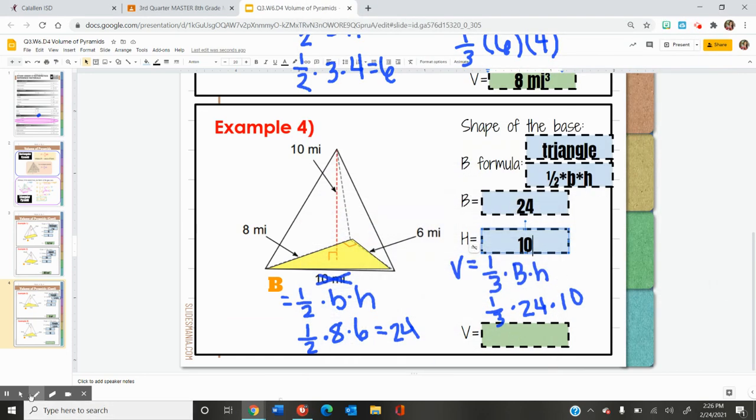So here the volume of this pyramid is going to be 80 miles cubed, because we're talking about volume. And to get the cube symbol, which again is the 3, we're going to hold the Alt key, and we're going to type in 0179. Okay, so that was finding volume of rectangular and triangular pyramids.